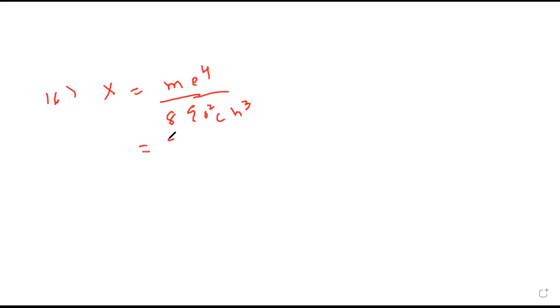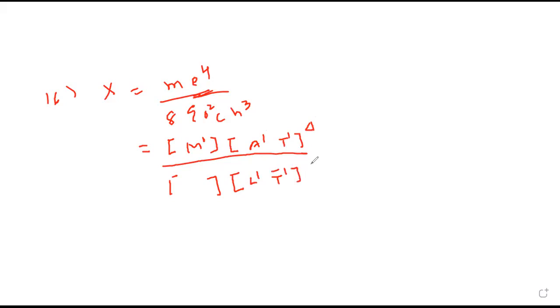What is the dimension of mass? M1. Yes. Q is charge, so charge is A1 T1, raised to 4. It has got no dimension. The c is meter per second, h is joule second. So M1 L2 T minus 2 into T1, joule into second raised to 3. Now if I can find epsilon 0, I get my answer.